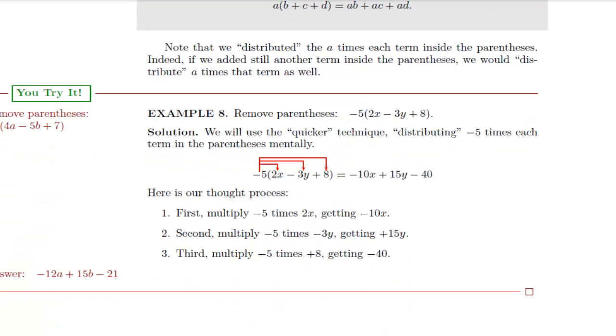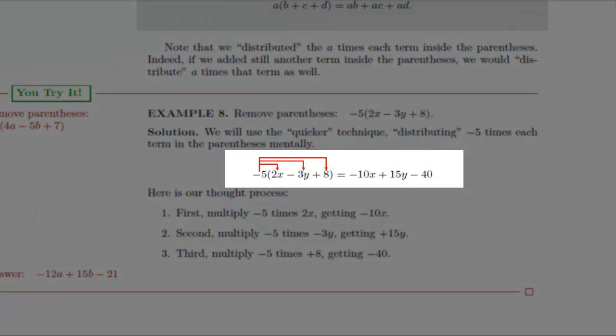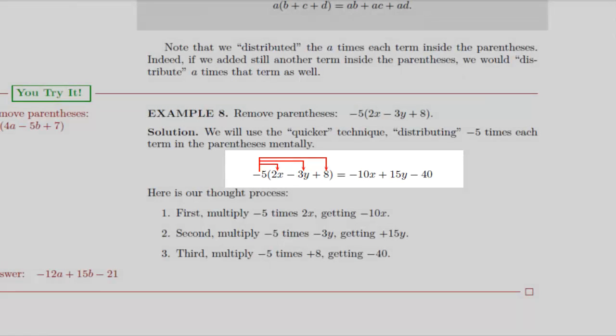Example 8, remove parentheses. Negative 5 times 2x minus 3y plus 8. Solution. We will use the quicker technique, distributing negative 5 times each term in the parentheses. So, first multiply negative 5 times 2x, getting negative 10x. Second, multiply negative 5 times negative 3y, getting a positive 15y. Third, multiply negative 5 times plus 8, getting a negative 40.